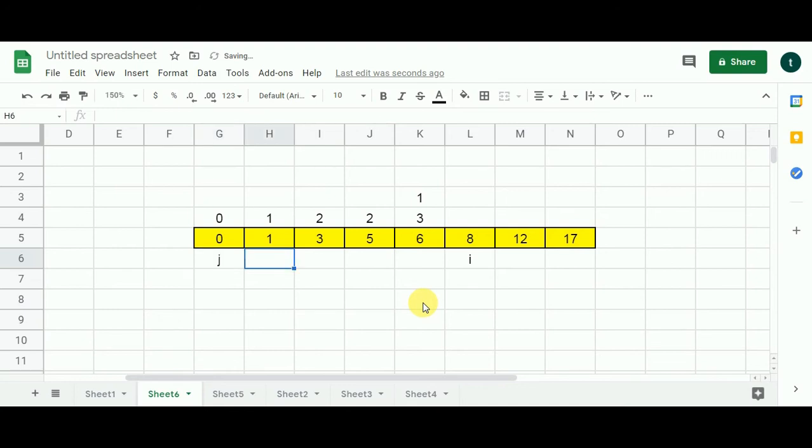Logically speaking, from 0, from 1, from 3, we cannot reach 8. You can check it out yourself. So I'm not going to go into these iterations. I'm going to directly bring j here. Now here the last jump is 2. So what are my possibilities? Jump possibilities 1, 2 and 3.